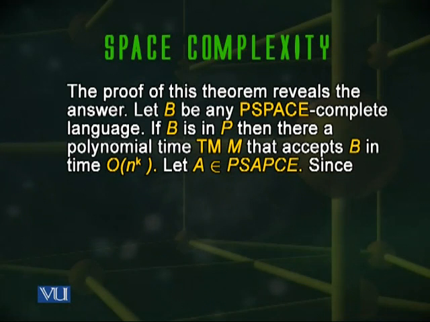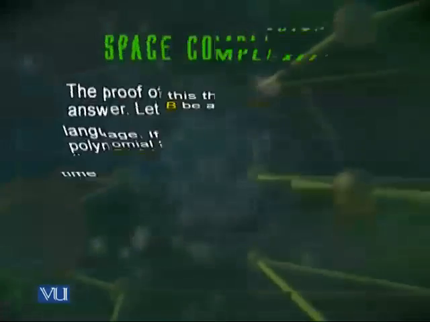Let B be any P-space complete language. So now what we're doing is proving this theorem. I'm going to give you a proof, and you will see why polynomial time reducibility was needed to prove this theorem, and that polynomial space reducibility would not have allowed us to prove it. So let's go through the proof.